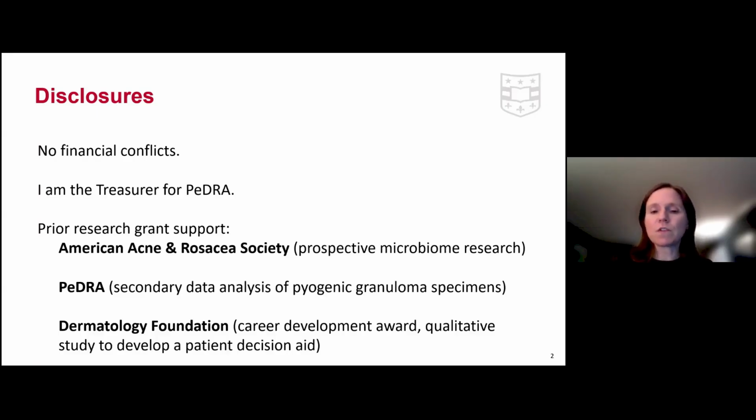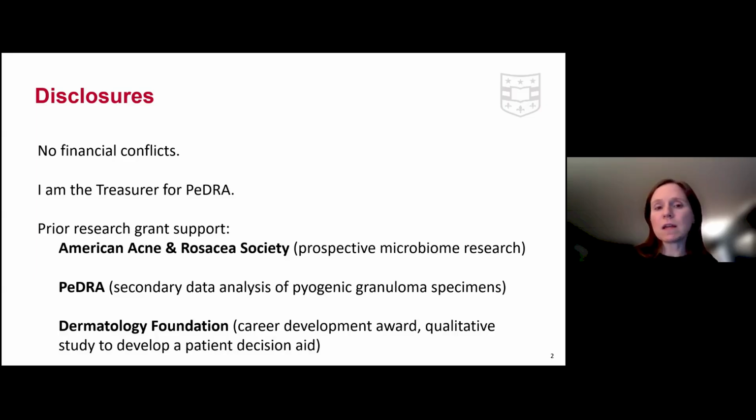And then a Derm Foundation Career Development Award that was for qualitative research to do interviews with families and patients who have congenital melanocytic nevi, and then developing a patient decision aid to support decisions about surgery and imaging screening, and one card that's just an overview card for general educational purposes.